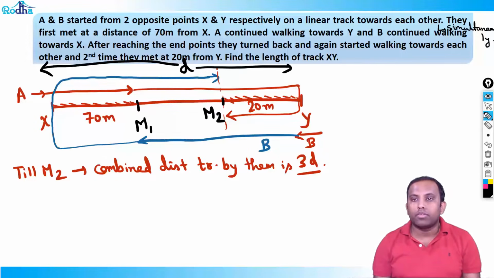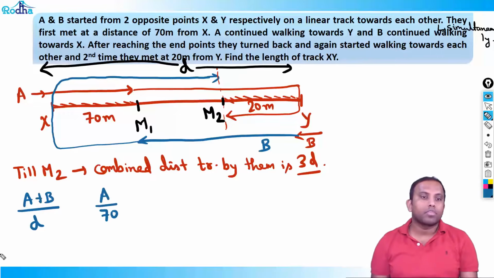Now understand this very important point in ratio: when A plus B together travel a distance of D, in that A travels a distance of 70.